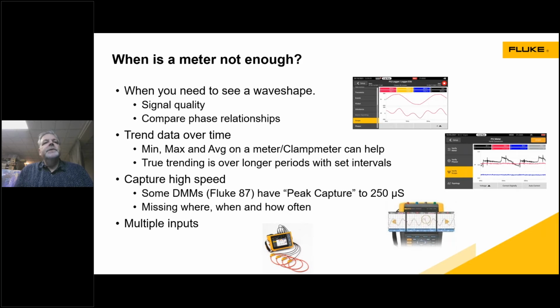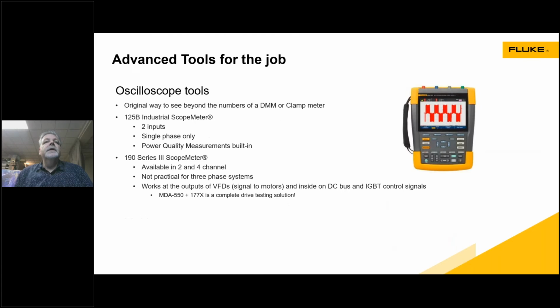The issue there is, what if the event is happening faster than that? Is there something we're missing? And again, getting back to the first part of the discussion I mentioned where you have multiple inputs for voltage and current and 3-phase systems, all of a sudden you've definitely maxed out what your clamp can do. So in the past, and in some cases even today still, an oscilloscope is the next natural step.